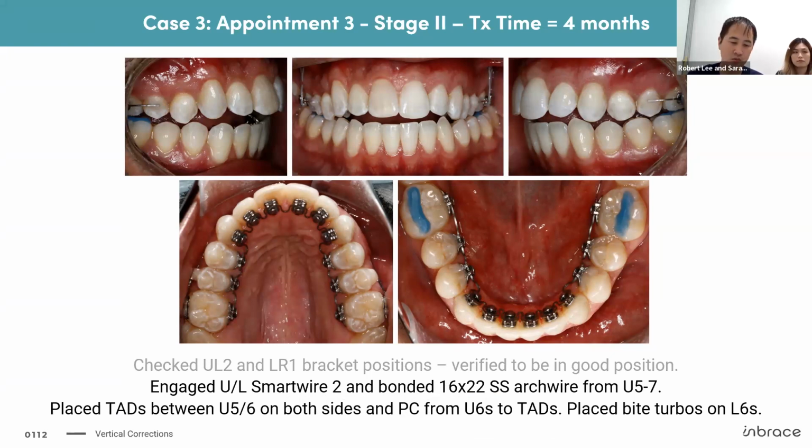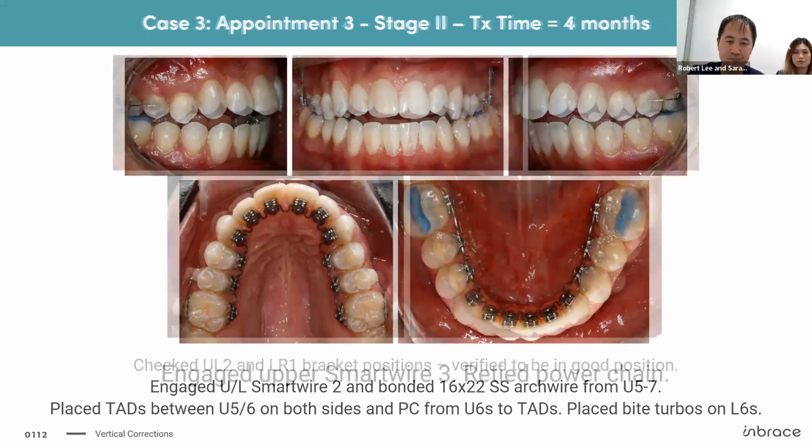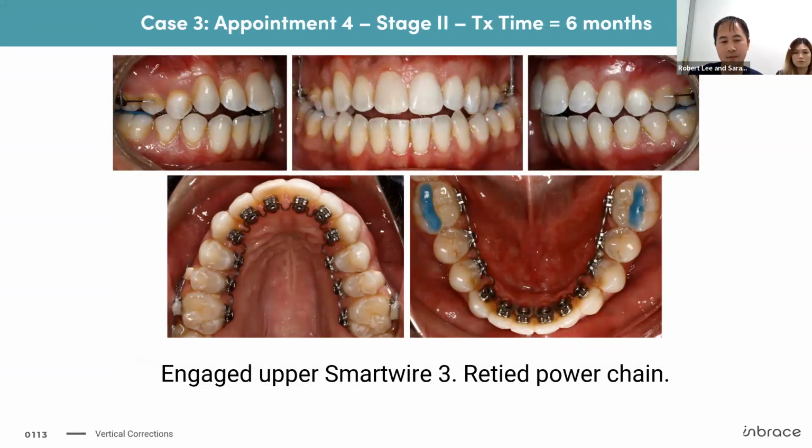We bonded 16 by 22 stainless steel arch wires from upper 5 to 7. So I put brackets on the 6s. I just bonded the wire directly to the 5s and 7s. And then we placed TADs between the upper 5s and 6s, and then just started running power chain for upper 6s and TADs. So for the next 3 appointments, essentially, we're just going to be intruding with the power chain. So we engage upper smart wire 3.